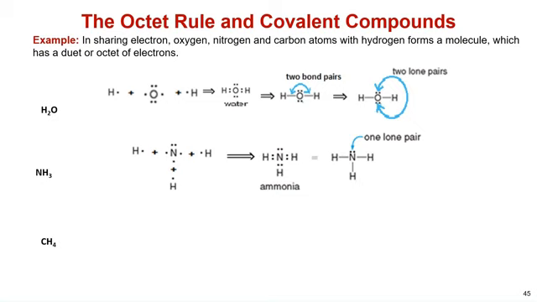CH4: four hydrogen atoms with one electron each share electrons with carbon, which has four electrons. Eventually, in the Lewis structure, you get four bonding electron pairs. Electron pairs found on one atom without being shared are called non-bonding electron pairs, or lone pairs of electrons.